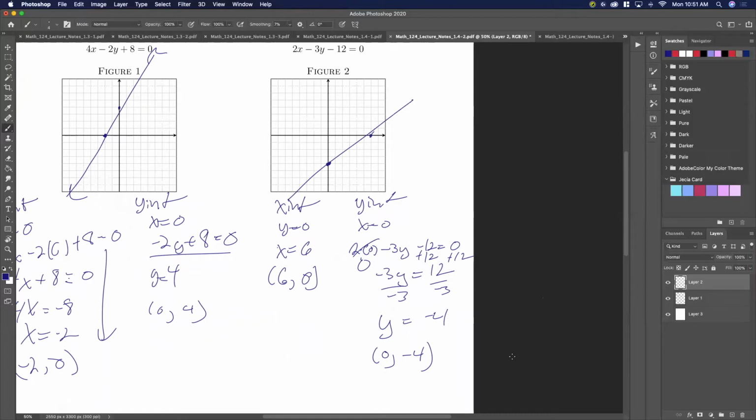It's just something to see. I don't think the book asks you too many questions about this, so it's just something you see. Can I put this into slope-intercept form? Oh yeah, sure, right? Let me just do that real quick for the last one here. So can I put this in slope-intercept form? Sure. So here we have 2x minus 3y minus 12 is equal to 0.